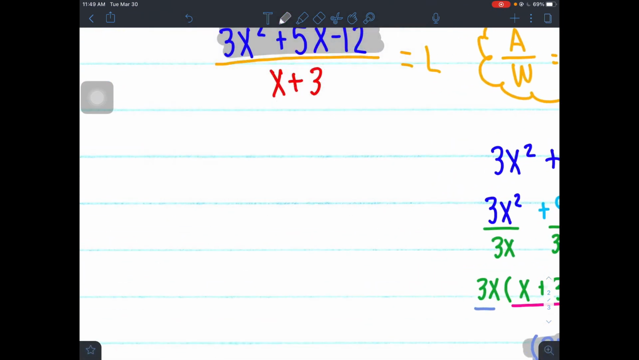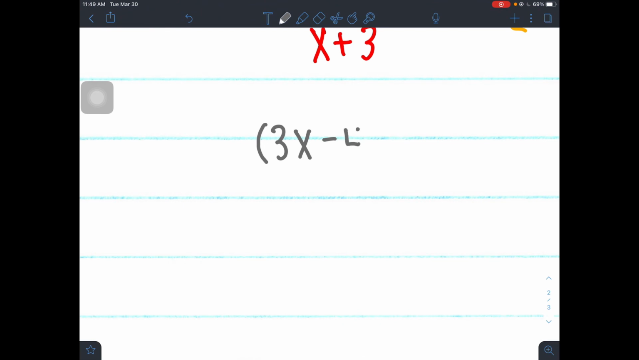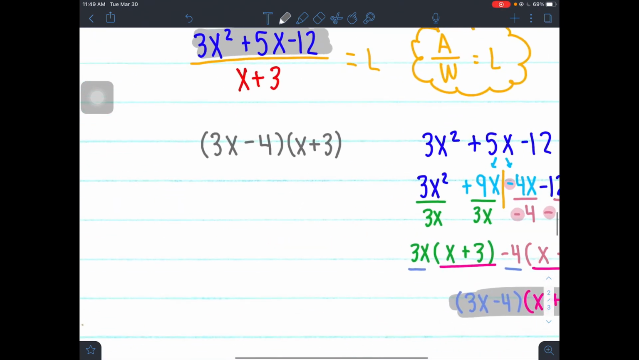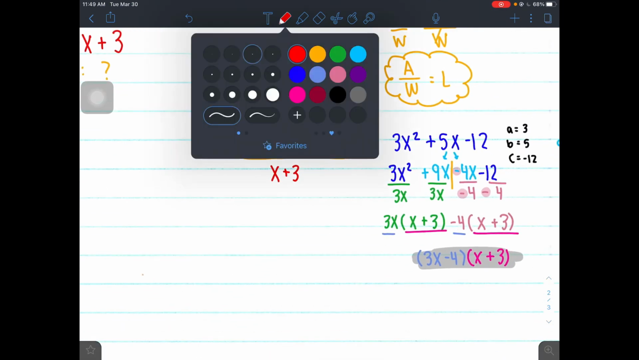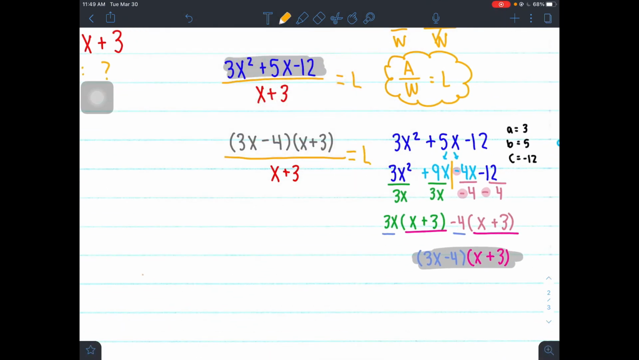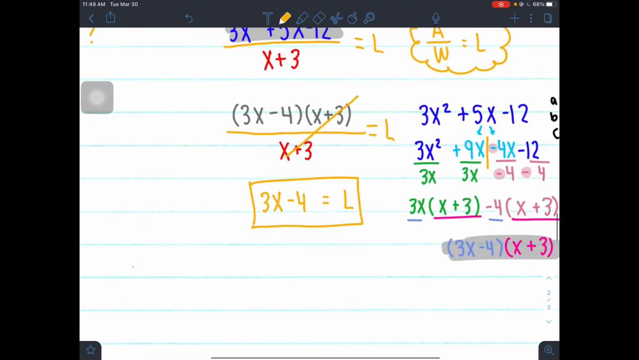So let's go ahead and replace that in our fraction. We have 3x plus 4, and then, oh sorry, it's minus 4. And then x plus 3, is that what it says? Yeah, 3x minus 4 and x plus 3. That's all over x plus 3 from earlier, right? Okay, so we're basically just making it equivalent, and that is going to give us our length. You cancel out the one that they have in common, so x plus 3 is what they have in common, so that means that our length must be 3x minus 4.